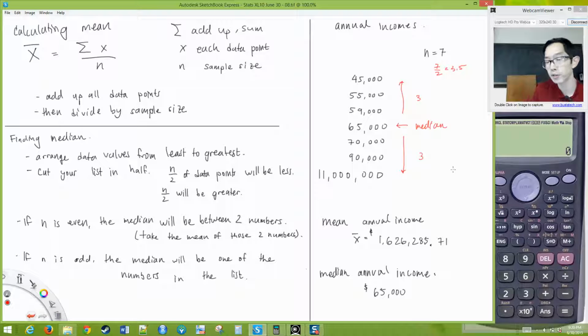Okay, and so what do you think? Somebody said, what's the typical income of these people? What would you say? What do you think you should say? Well, you'd probably want to say the typical income's around 65,000, but then there's a dude who makes 11 million a year. Okay, but yeah, if you wanted to get the typical income, you'd probably go with the median.